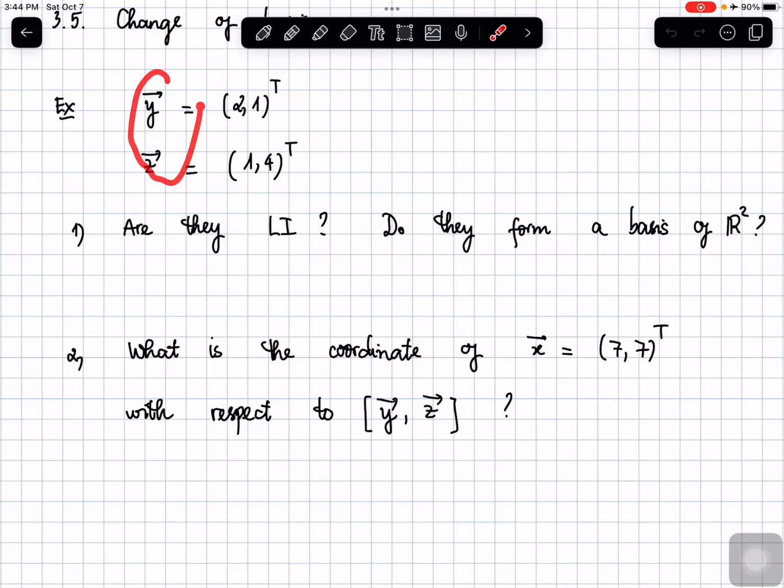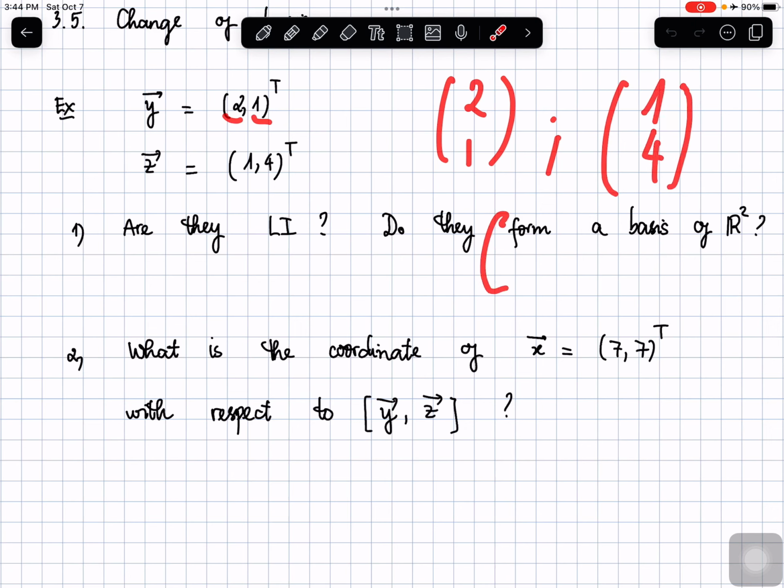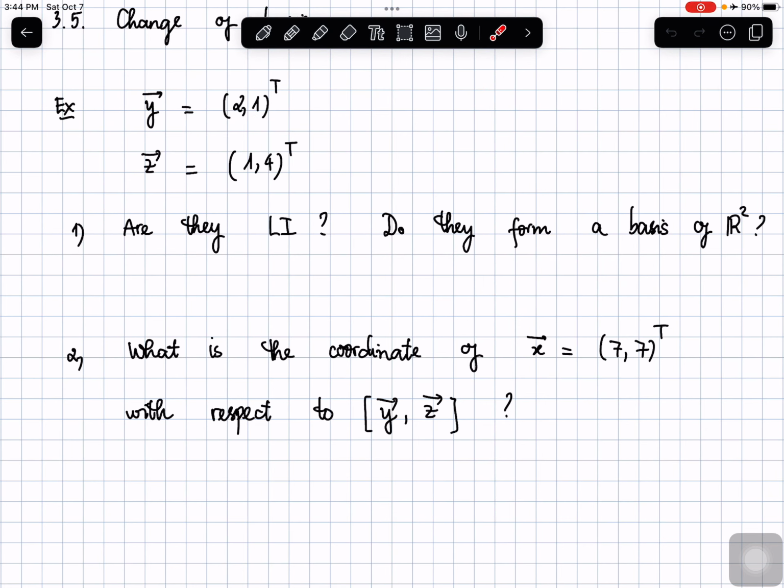Here we have two vectors y and z. They are both vectors in R2. So the column vector (2, 1) transpose and the column vector (1, 4) in R2. And the first question is, are they linearly independent? And yes, they are. And do they form a basis of R2?